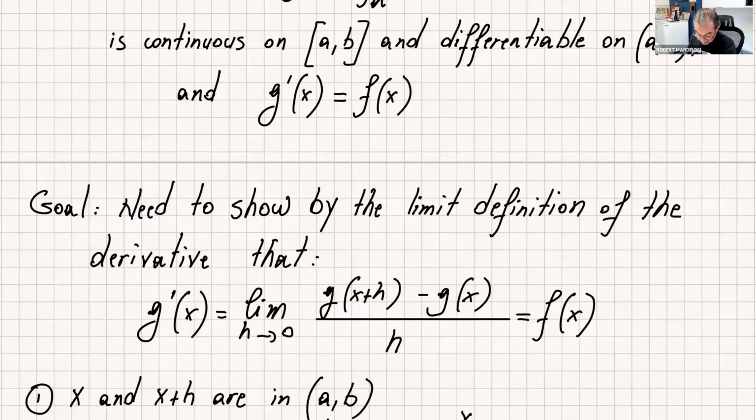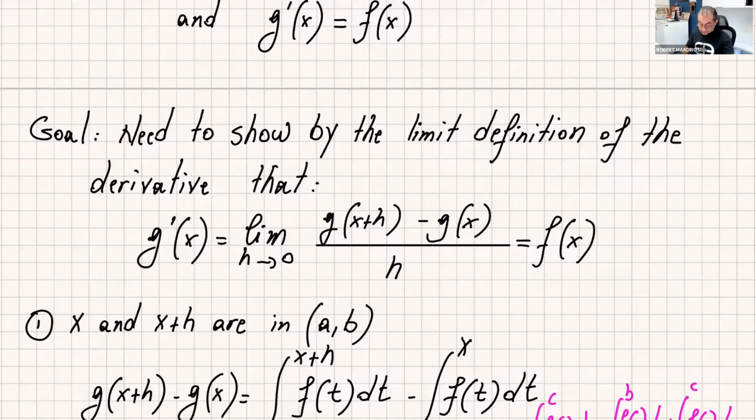So what's the goal of our proof? We need to show by the limit definition of the derivative, which is, we know that the derivative of g of x, g prime of x, is the limit as h approaches 0 of g of x plus h minus g of x over h. So we need to show that that is going to be equal to f of x.